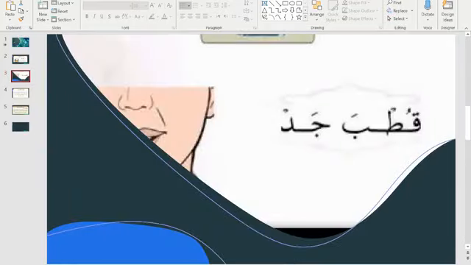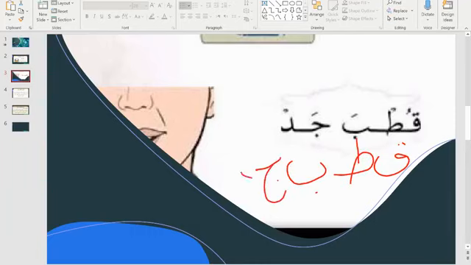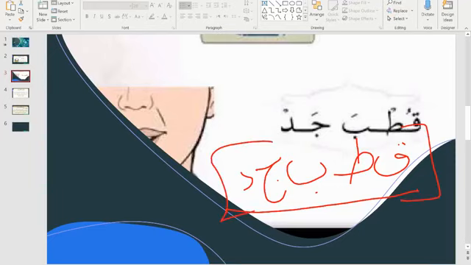And there are certain letters. So let's see what those letters are. The letter qa, the letter ta, the letter ba, the letter jim, and the letter dal. Those are 5 letters: qa, ta, ba, jim, dal. These 5 letters, what you're going to do is be considerate of a certain situation, number 1, pretty much more of a sukoon situation.